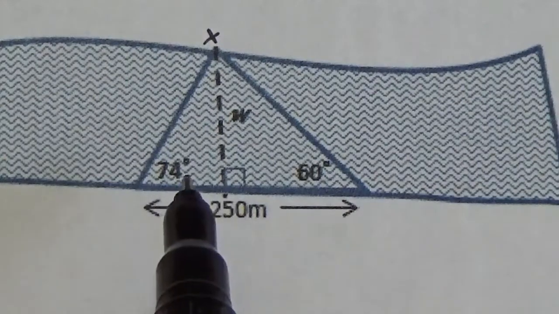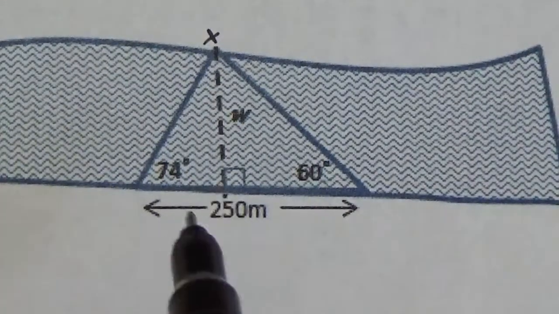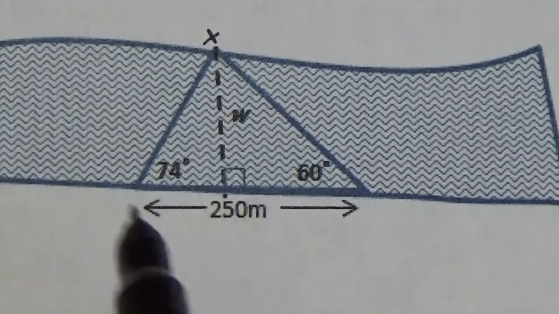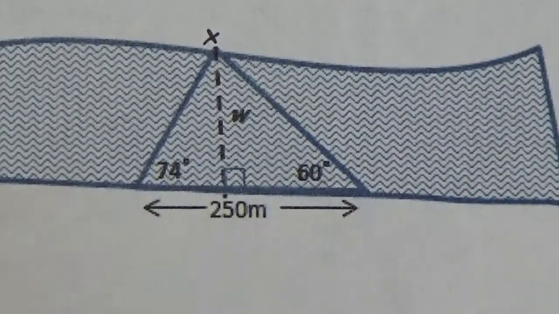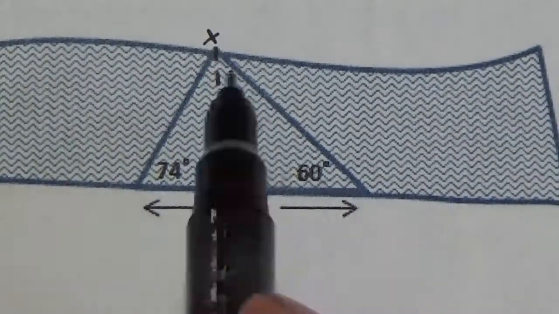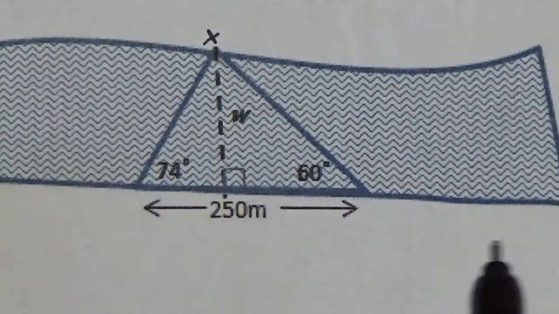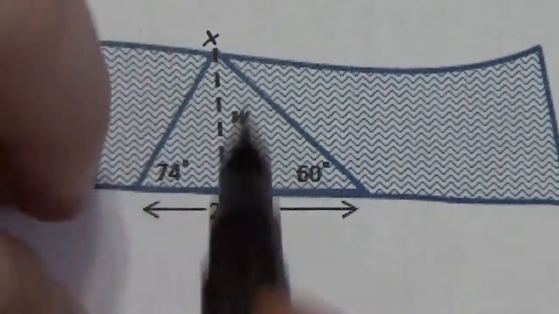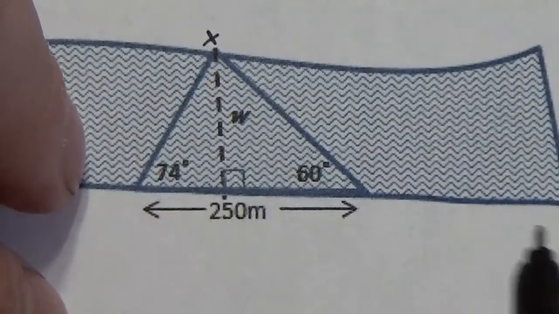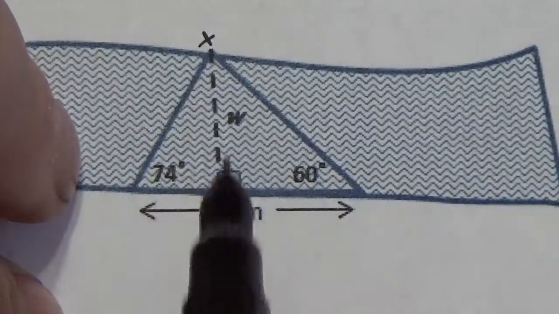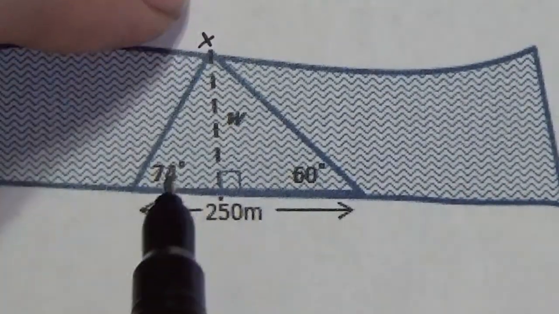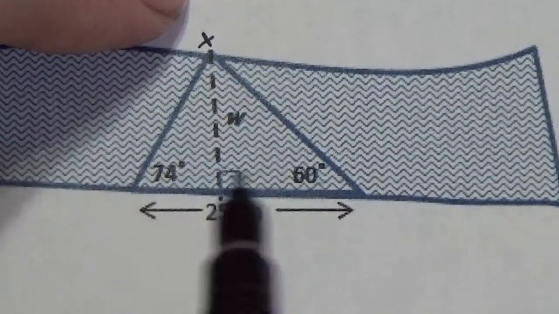Which means in this right-angle triangle, I actually only know that angle and this angle. I don't know anything else. I don't know what this side is. I know it's not bigger than 250, but I don't know what it is. Same thing with this triangle. I know that this angle is 60. I know that this angle is 90, but that's all I know. Do not take the 250 and just divide it into two, making it 125 each, because that's not true. The width of the river, this line right here, is not halfway in between those two, and I know that because these two angles are not the same.